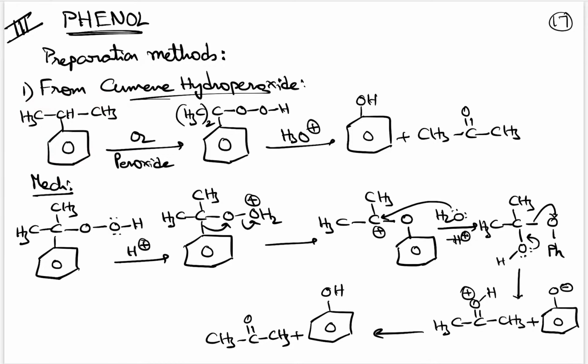And cumene, on passing oxygen in presence of peroxide, the benzylic carbon-hydrogen bond will be broken and oxygen will be inserted here. And we will get cumene hydroperoxide. And this cumene hydroperoxide, on hydrolysis, we will get phenol plus acetone. So the advantage of this reaction is not only you will get phenol, but also another important organic compound, that is acetone. Let's see the mechanism of the reaction.